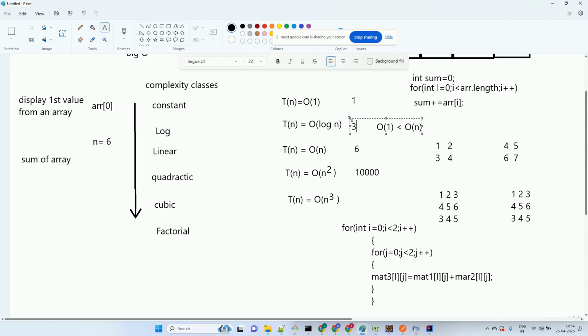If quadratic, with 6, how many steps will it take? 36. Cubic means, what is 6 into 6 into 6? 36 into 6, 216. And if factorial, O of n factorial, how much? What is 6 factorial? 720, right? So n factorial is the slowest.